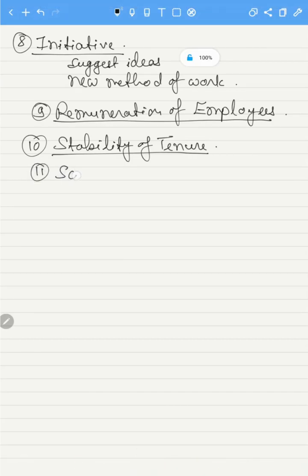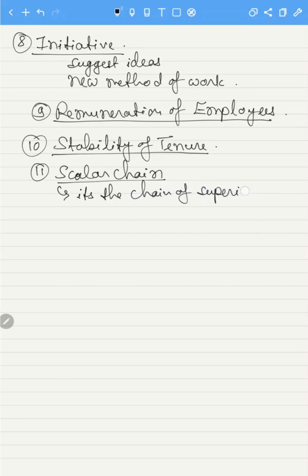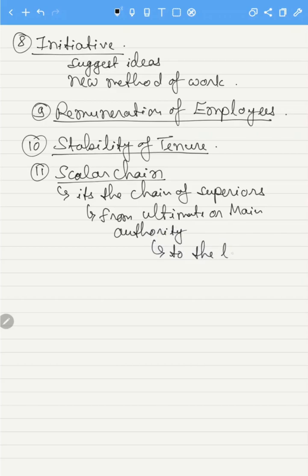11th principle is about a scalar chain. Fayol defines a scalar chain as the chain of superiors ranging from the ultimate authority to the lowest. It's the chain of superiors from ultimate or main authority to the lowest level.